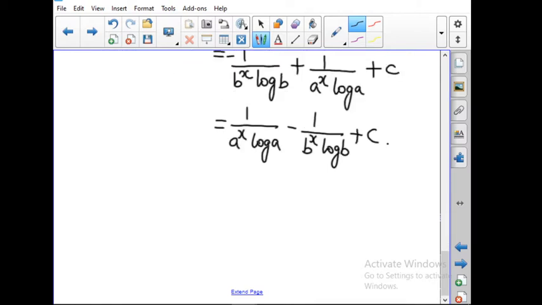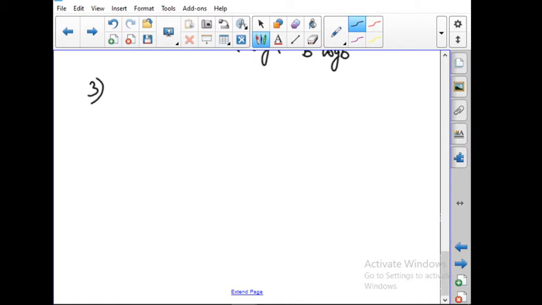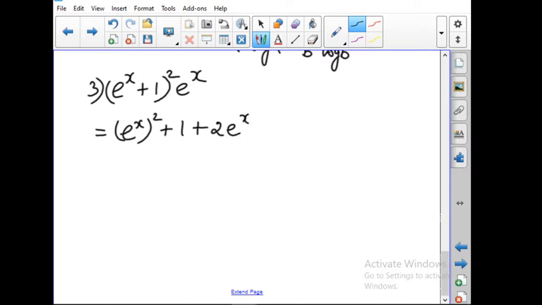Problem number 3. It is given as (e^x + 1)^2 into e^x. How can you expand this? This can be expanded as (e^x)^2 plus 1 plus 2e^x, into e^x, using the (a + b) whole square formula. Now we can write this as e^(2x) into e^x is e^(3x), adding the powers, plus e^x plus 2 into e^(2x).